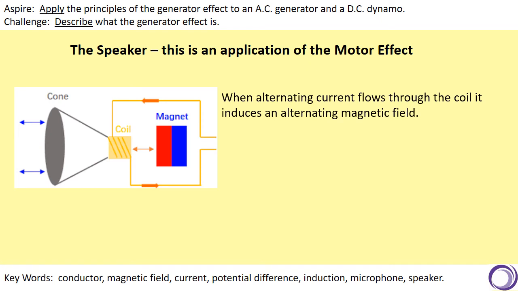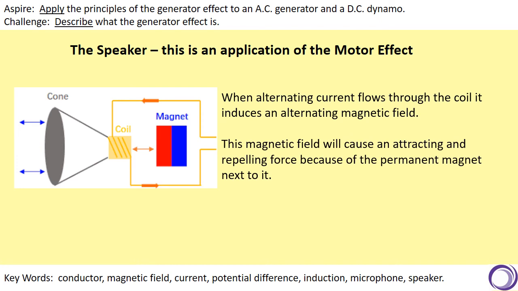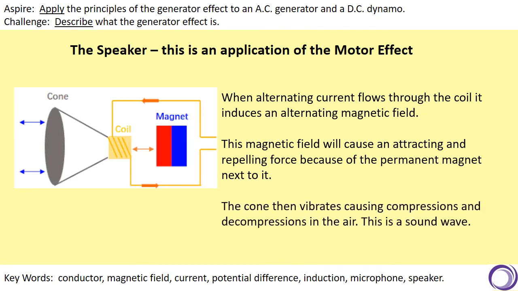So you put an alternating current through that coil, and because that coil is in a magnetic field, you'll get an alternating magnetic field. And that magnetic field will cause it to be attracted or repelled from that permanent magnet that's next to it. So the cone will vibrate, so it moves backwards and forwards. And as the cone vibrates, it causes compressions, that squashes, and decompressions, that stretches in the air. And that's what a sound wave is. There's quite a lot of other physics in this that links to stuff that you've previously done.